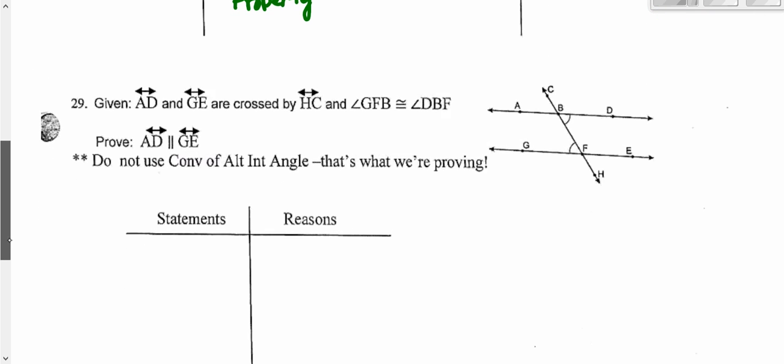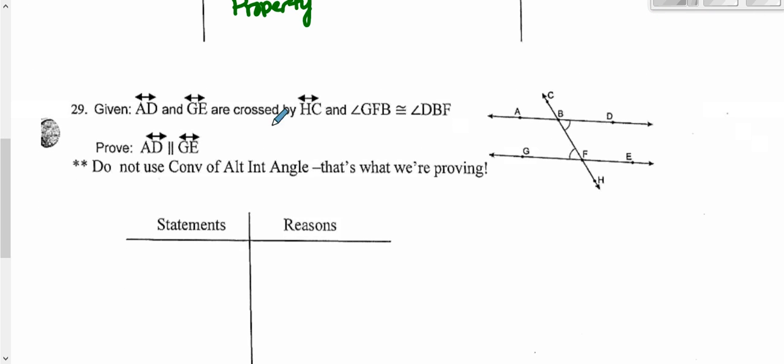So finally here we have a more difficult proof because it's a little more abstract. It says given line AD and GE are crossed by HC, and the angle GFB is congruent to DBF, so those are marked. Prove that AD is parallel to GE. So it says don't use converse of alternate interior angles because that's what we're actually trying to prove.